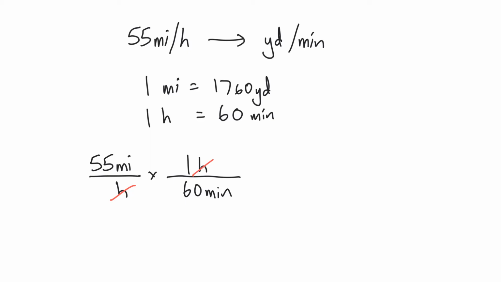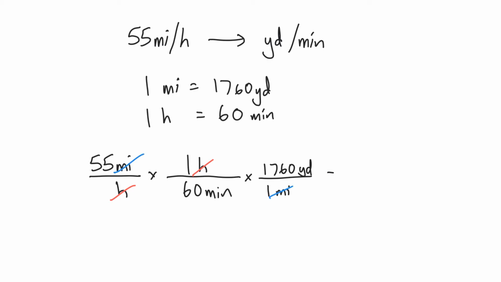So now I've got miles per minute. And I'm almost there. I need it in yards per minute. So I've got one more conversion. Because I've got miles on the top, I need to get miles on the bottom. So that 1 mile goes on the bottom. The 1,760 yards goes on the top. And I should just go ahead and cancel those. So there's the miles gone.